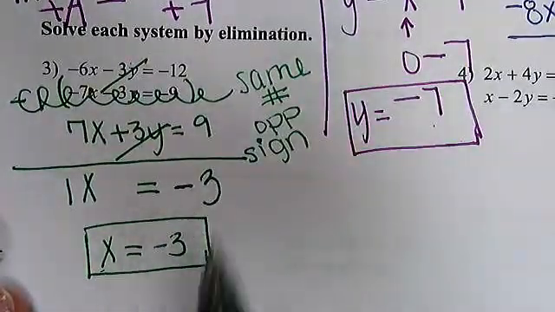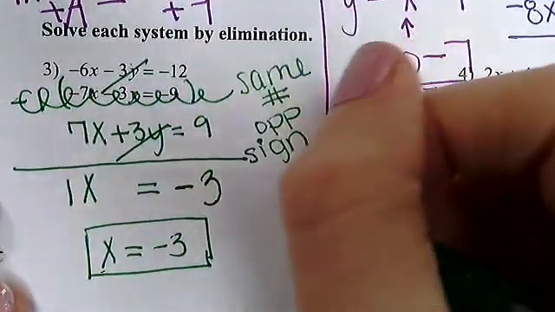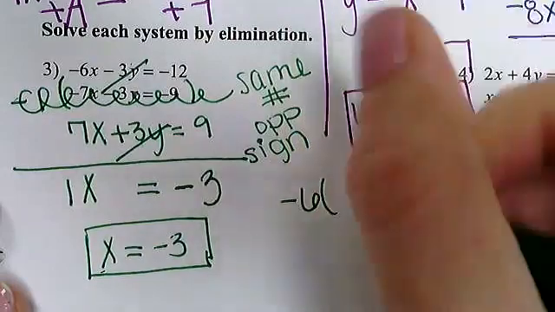So this -3 right here, I think I'm gonna plug in the top one. Where do you think it's gonna go if it says X equals? Perfect.